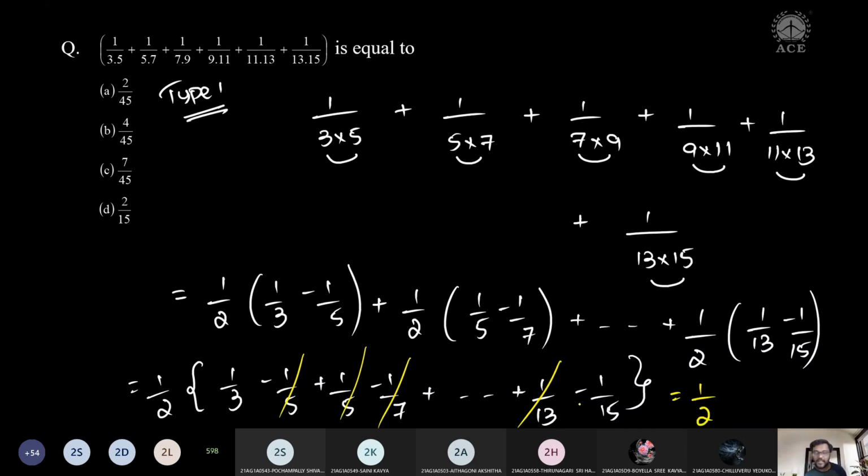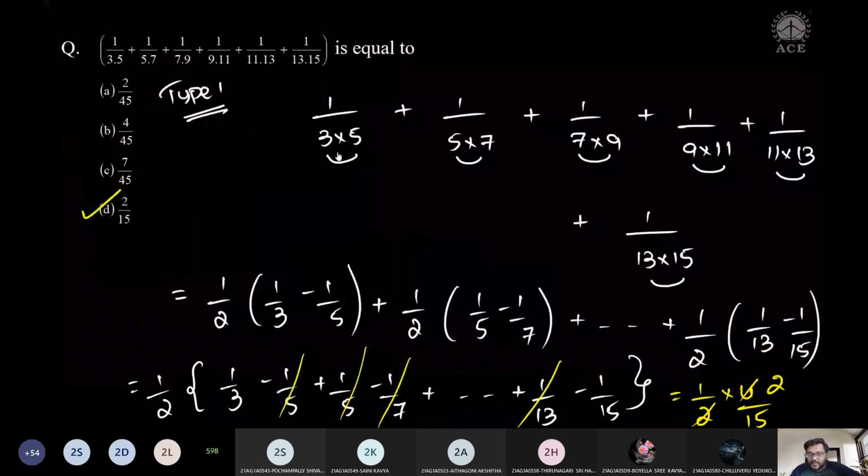We are left with only 1 by 3 minus 1 by 15. Take the LCM as 15. 5 minus 1 will get 4, so 4 divided by 15. With the 1 by 2 outside, it's nothing but 2 divided by 15, my dear friends. Option D.